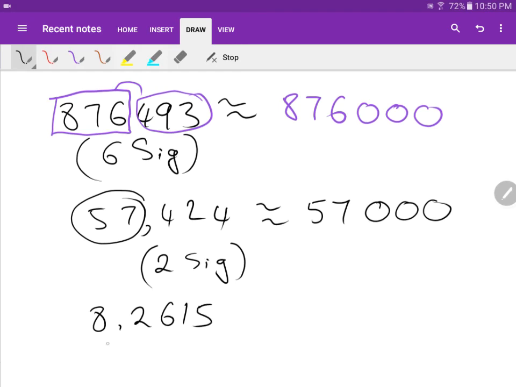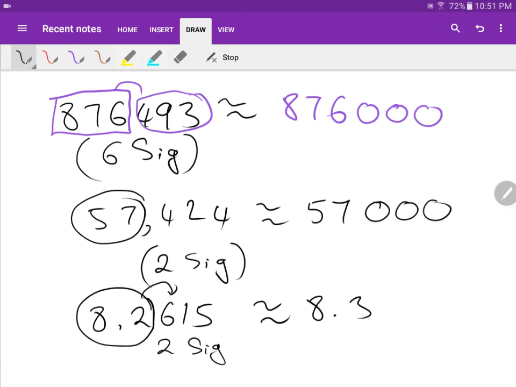Okay, let's say the next one. 8.2615. I want 2 significant figures again. At the moment it's 1, 2, 3, 4, 5 significant figures. So I want 2 significant figures, so I write up to here. 8.2. Now don't forget, before you write 8.2, you look at this number. So from 5 onward, you add 1. So it's 8.3. All right.